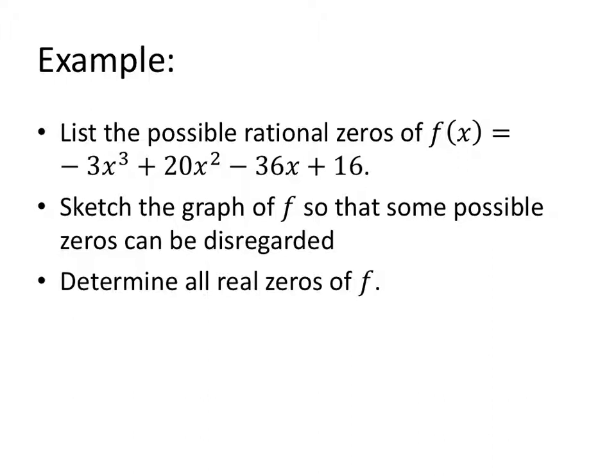Alright, so on this example, the first thing we're going to do is list all possible rational zeros. Then we're going to look at a sketch of the graph so that some of the zeros can be disregarded, and then we're going to find all the actual real zeros of f. Here we go.